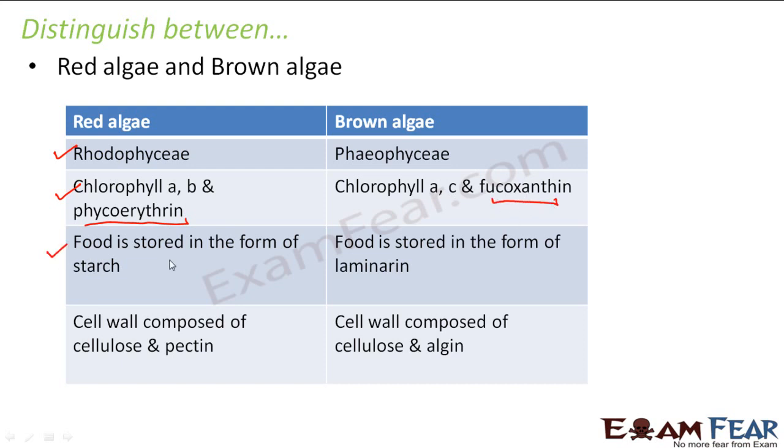Food stored in red algae is in the form of starch, whereas in case of brown algae it is in the form of complex carbohydrate like laminarin. The cell wall of red algae is composed of cellulose and pectin, whereas in brown algae it is made up of cellulose and algin. So these are some of the differences between red algae and brown algae.